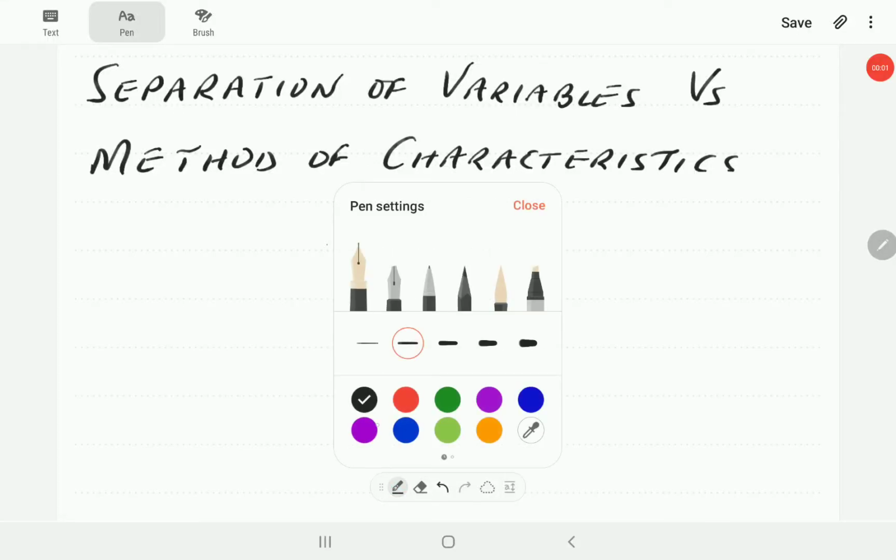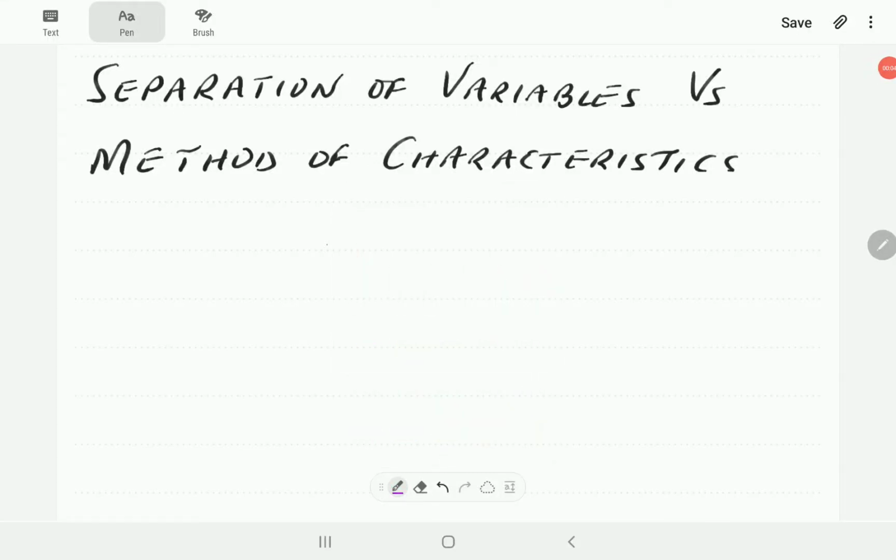Okay, in this video we're going to compare two methods of solving some linear PDEs, namely the method of separation of variables and then the method of characteristics. We have dealt with the second method in another video, which you might want to check out. In this video, we're going to compare these two, focusing mainly on the method of separation of variables.